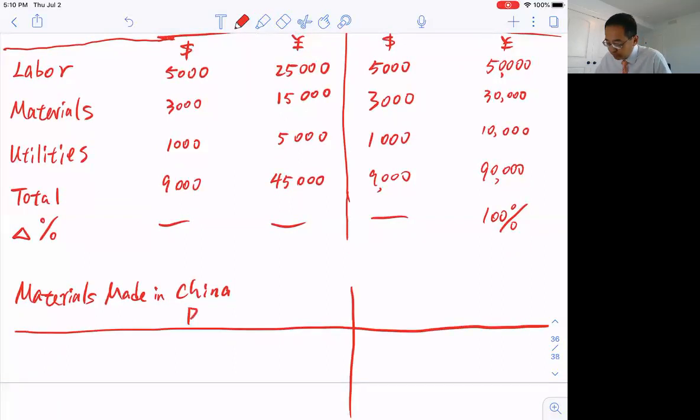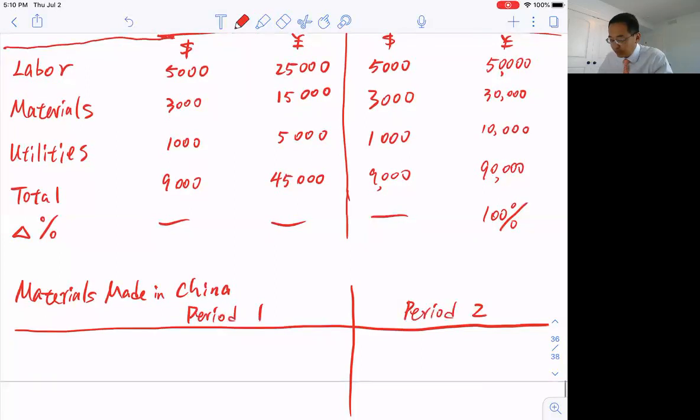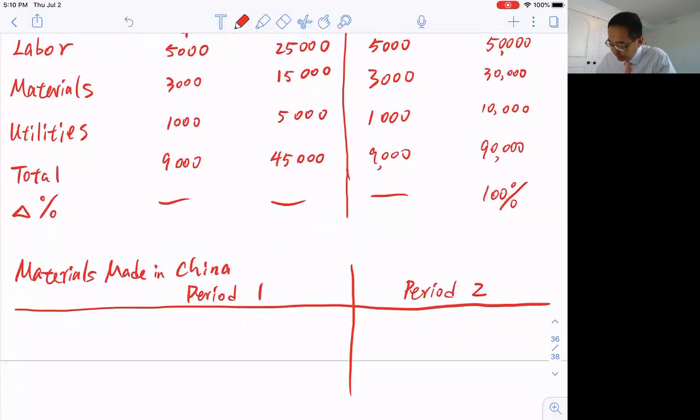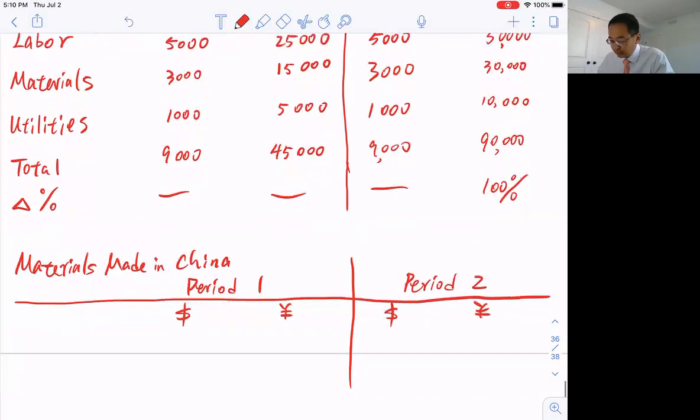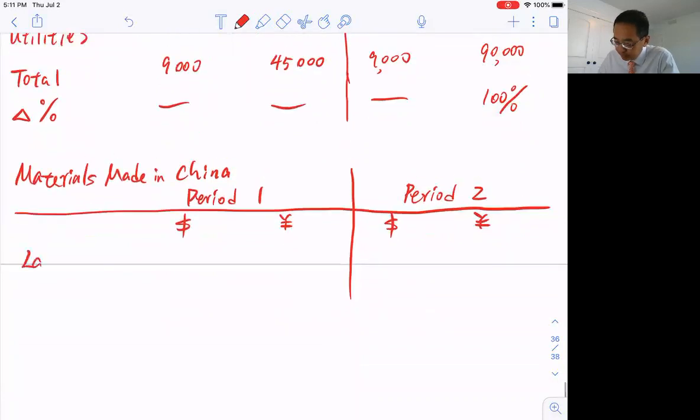I'm just going to do period 1 here and period 2 here, so it's exactly the same exchange rates and everything. Okay, so labor, also again this is dollar and yuan equivalent. Labor is still $5,000, and in period 1 we said that is the equivalent of 25,000 yuan.